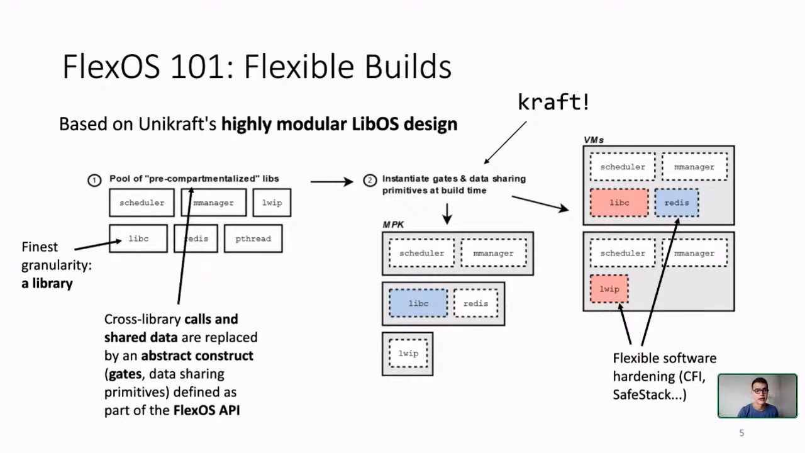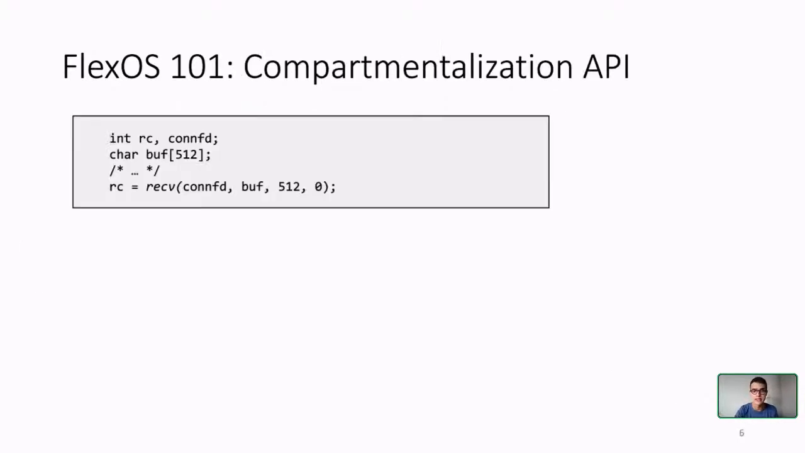So until now, I was pretty high level, pretty abstract. Let me go a little bit more into the details, and the best way to do this, I guess, is to present the compartmentalization API with a concrete example. So in this example, we're going to consider a simple call to receive from the application implemented by the network stack.